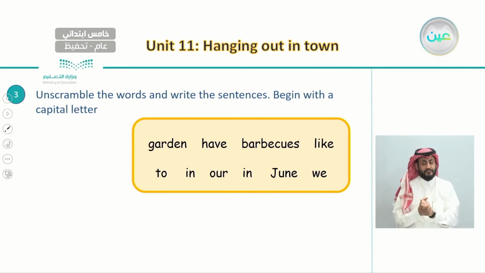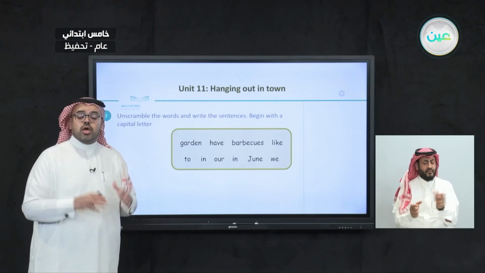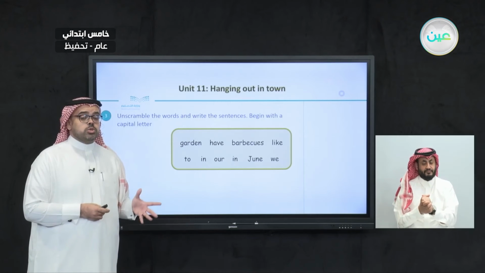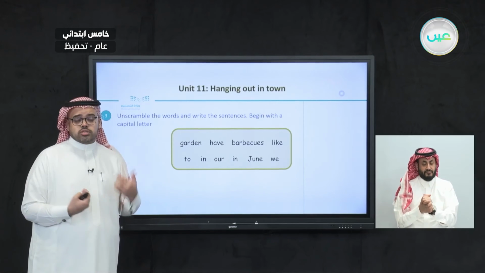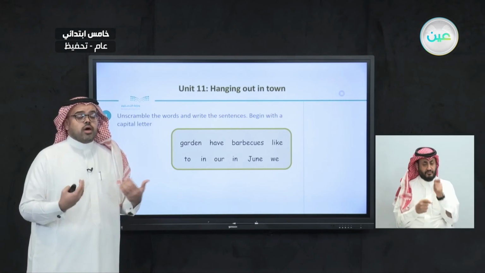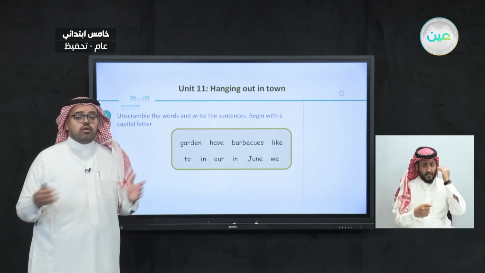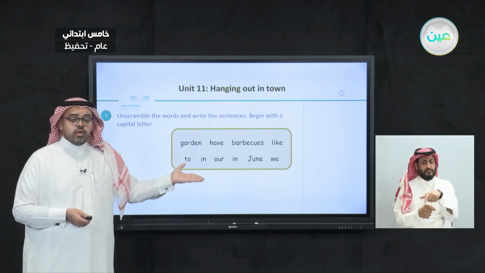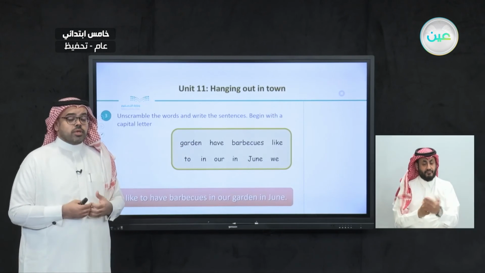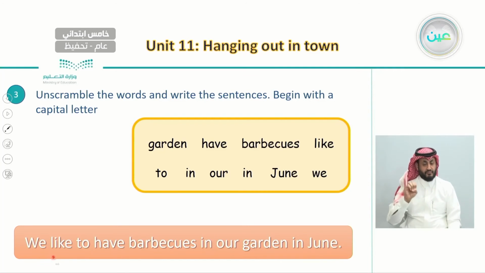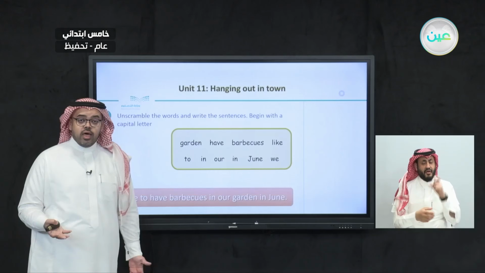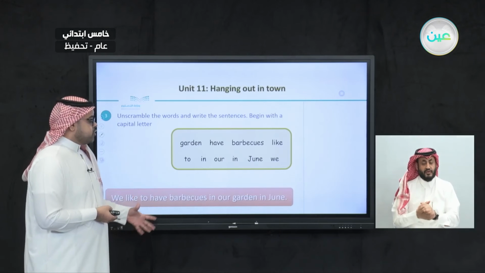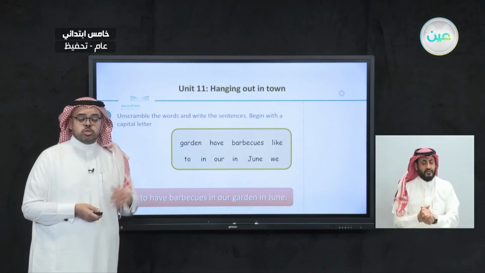Let's try to unscramble these words. Usually when we unscramble words, we start with the subject: I, you, they, he, or we. So here we should start with we. And the sentence will be like this: We like to have barbecues in our garden in June.